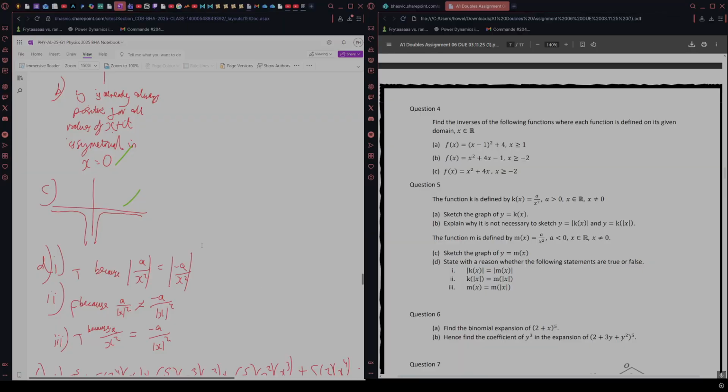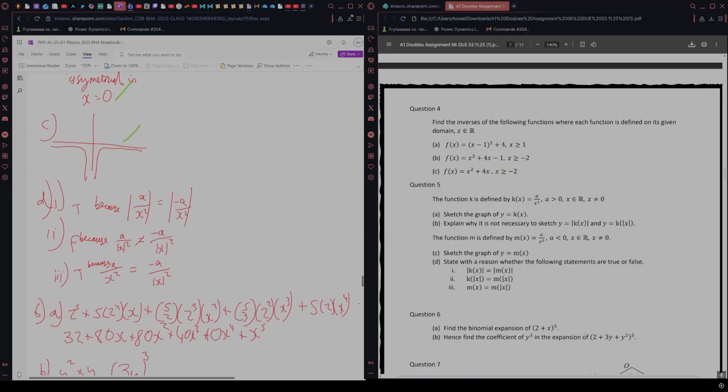Next question. Oh yeah, so this question, obviously you just do some binomial expansion to start. What they wanted you to do with this question is they wanted you to sub, pretty obviously, 3y plus y squared into the x cubed term.